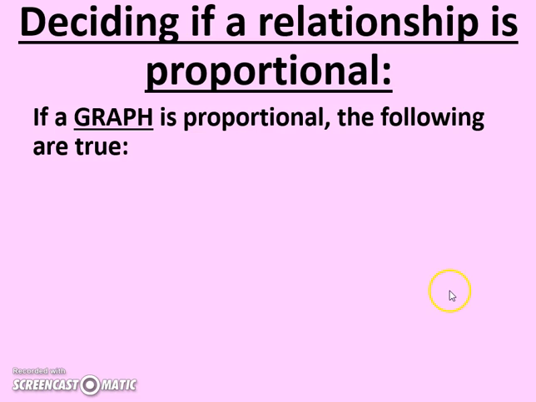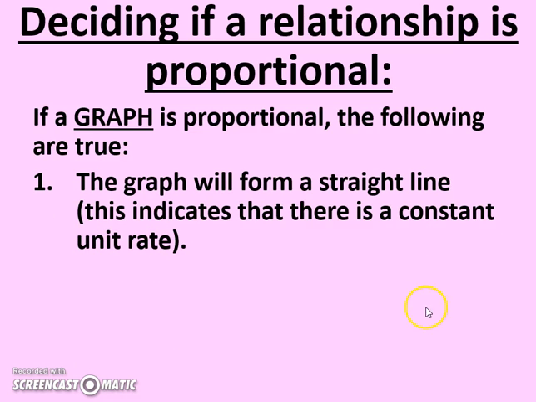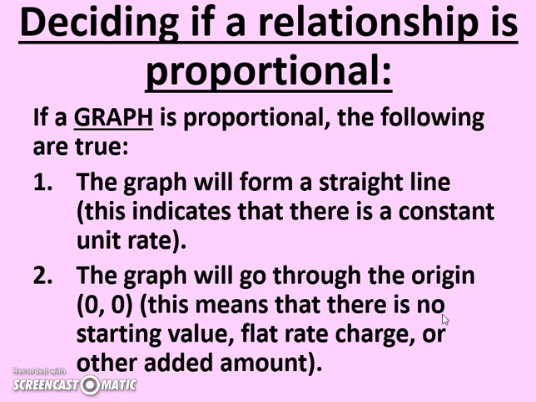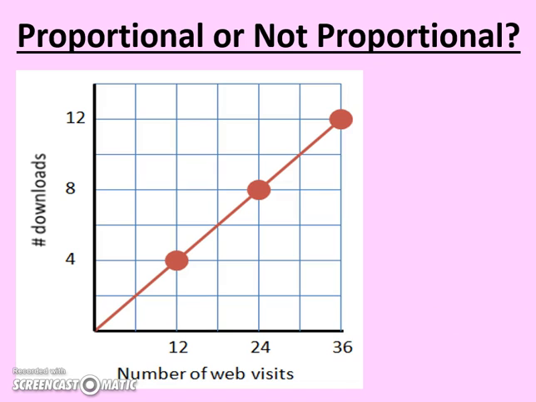Let's look now if the relationship is shown as a graph. If a graph is proportional, the following are true. The graph will form a straight line. This straight line indicates that there is a constant unit rate. And second, the graph will go through the origin, which is the ordered pair 0, 0. This means that there is no starting value, flat rate charge, or other added amount. So let's look at some examples.